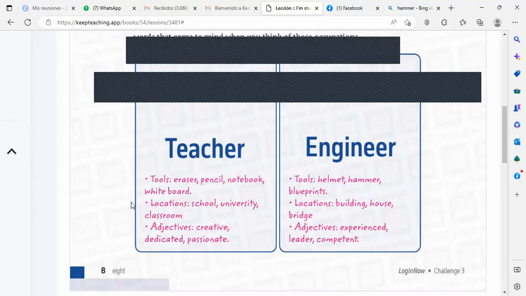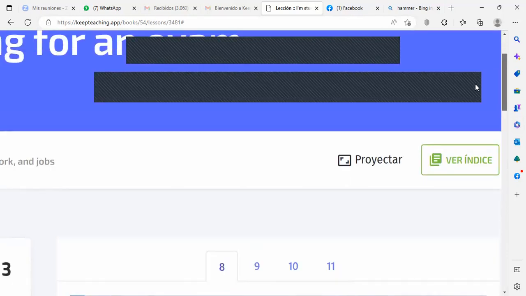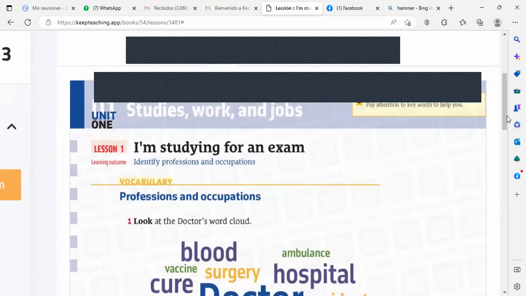Excellent. What are the adjectives that describe you as a student? What do you need to be a good student? I think that dedicate to study, creative, responsible? Yes, responsible. Yeah, of course. Great job. Thanks a lot.